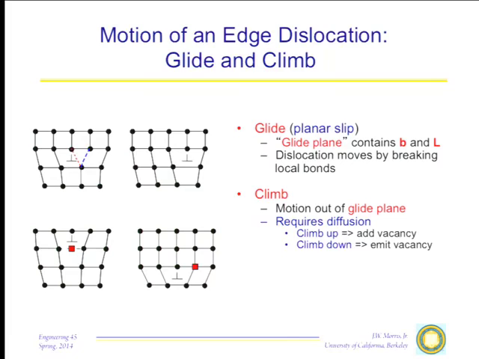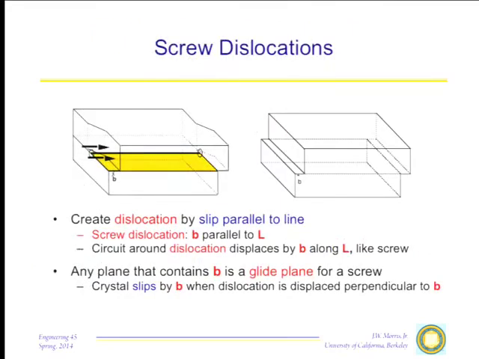Well, this is what's called an edge dislocation. They're very important, and that's their structure. There is a second kind of dislocation. In fact, most dislocations are what we call mixed dislocations. But there's a second extreme kind of dislocation, and that's called a screw dislocation.